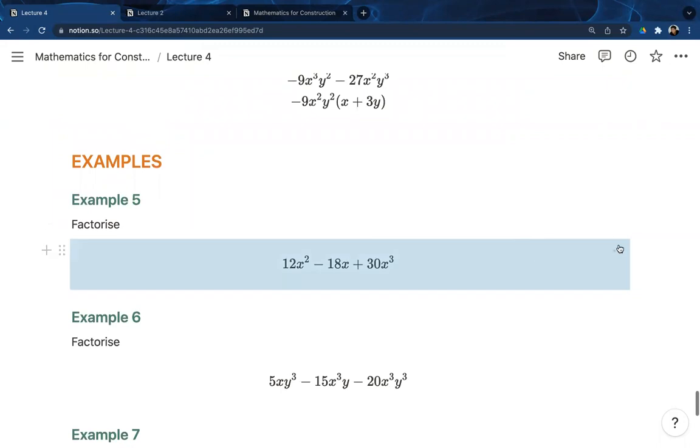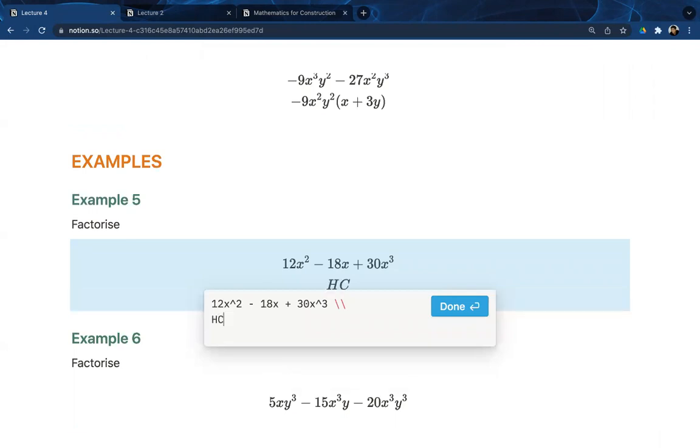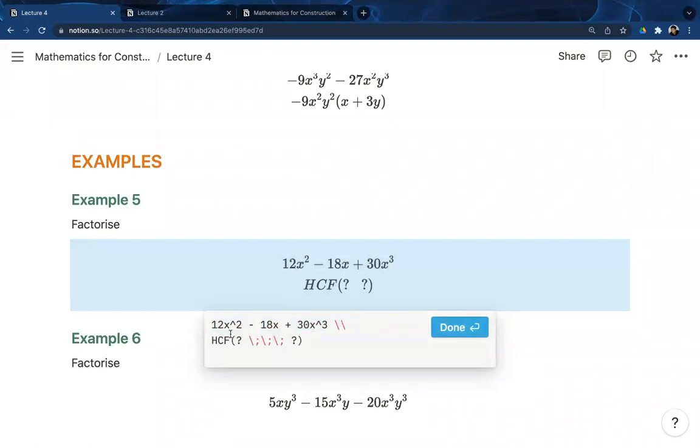So we're starting with number 5. We want to write the HCF by, you have 2 things inside here, right? So the signs are mixed, so the HCF will be positive. What's the HCF for 12, 18, and 30? 6 2s are 12, 6 3s are 18, and 6 5s are 30. So HCF looks like 6 here. What about the letters? X is common and the lowest power is X.